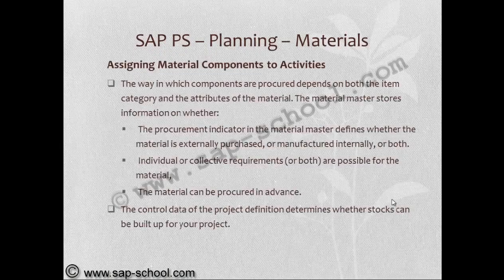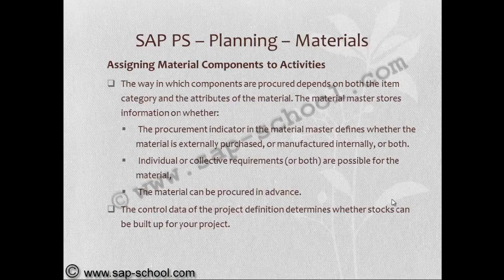Now if you see this, the way in which components are procured depends upon both the item category and the attributes of the material. The procurement indicator in the material master defines whether the material is externally purchased or manufactured internally or both. Individual or collective requirements are possible for the material, or the material can be procured in advance. So these three pieces of information are already codified in the material master.